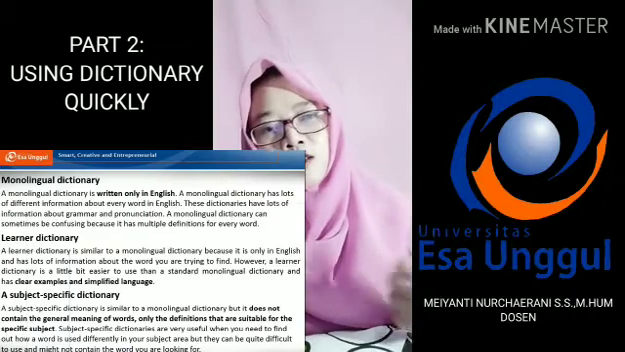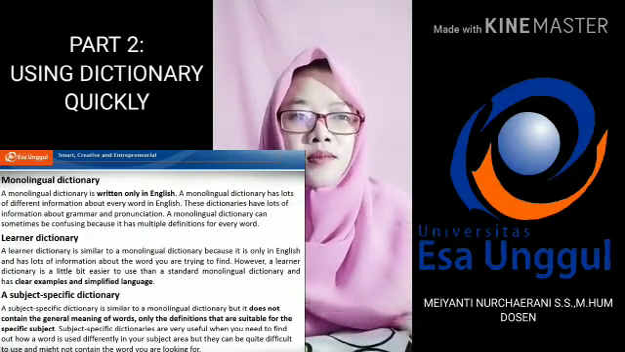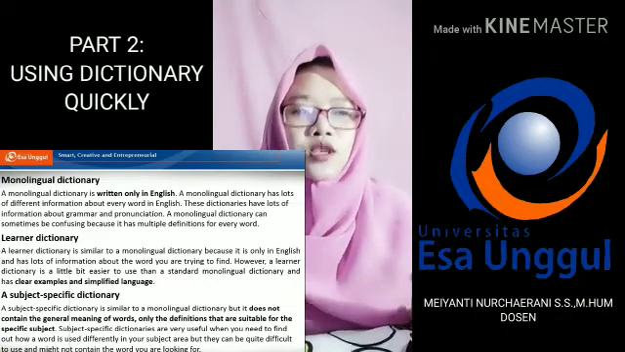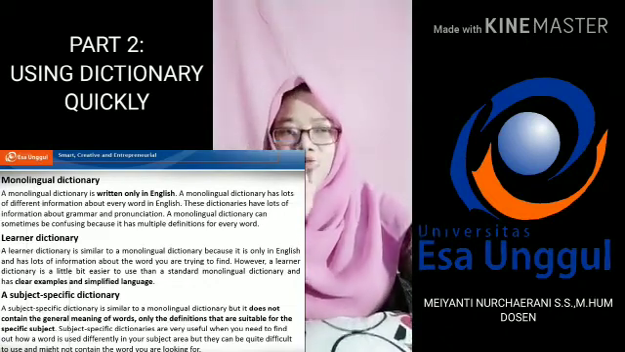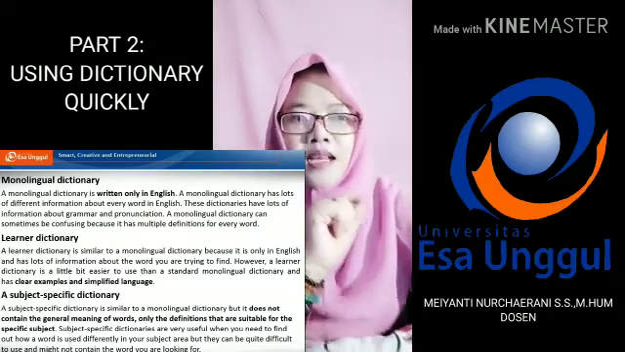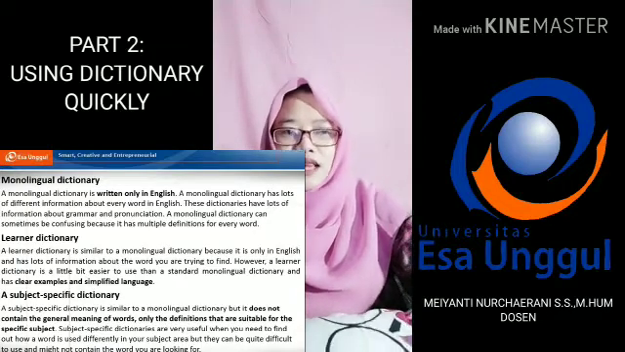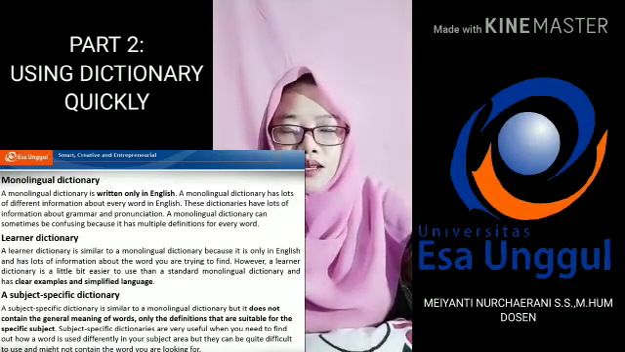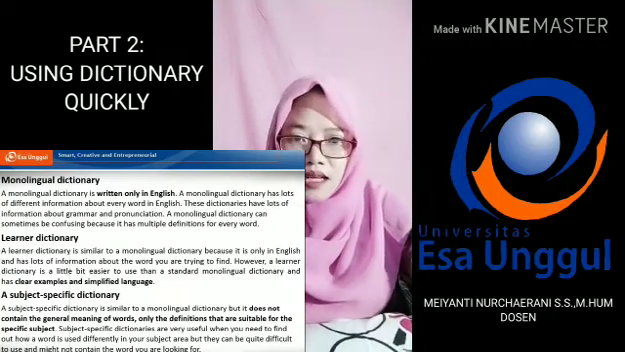And then the third one is the learner dictionary. A learner dictionary is similar to a monolingual dictionary because it is only in English and has a lot of information about the word you are trying to find. However, the learner dictionary is a little bit easier to use than a standard monolingual dictionary and has clear examples and simplified language.